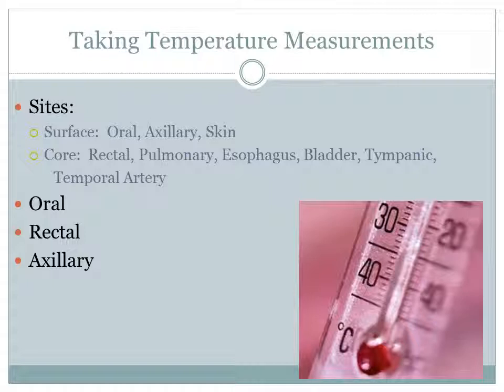Axillary temperatures, in comparison to oral temperatures, are 0.9 degrees Fahrenheit lower. Again, you do not make any adjustments to the reading. You just say it was 97.8 axillary. You just give the site.